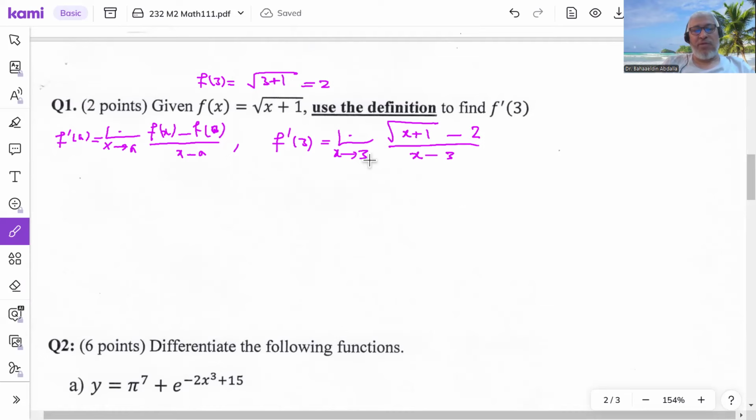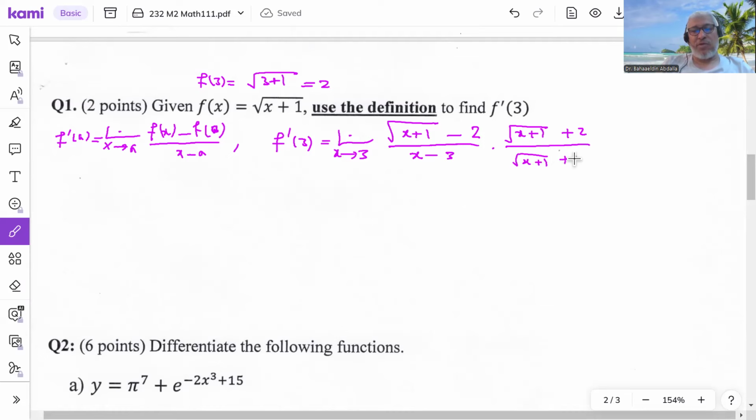Now how to find the limit? I replace x by 3, so this would be square root of 4, which is 2. 2 minus 2 is 0, 3 minus 3 is 0, so it would be 0 over 0. When the limit is 0 over 0, we should either multiply by the conjugate if we have a root like this, or try to factor. Here I need to multiply by the conjugate because I have a square root.